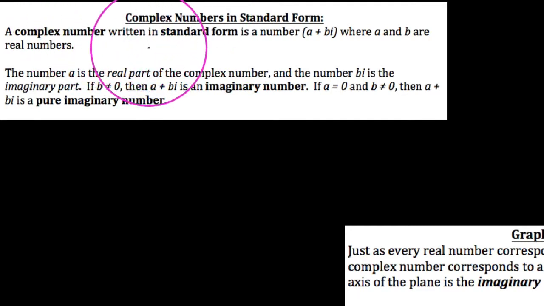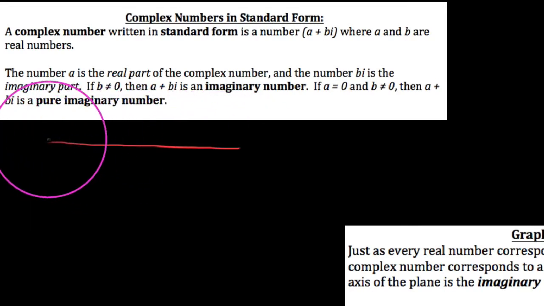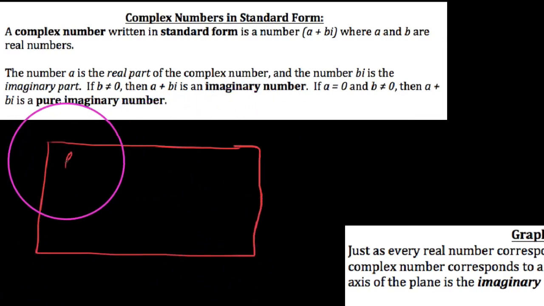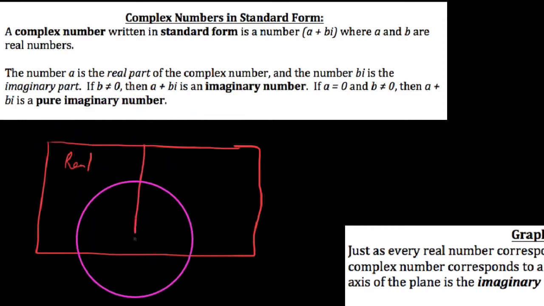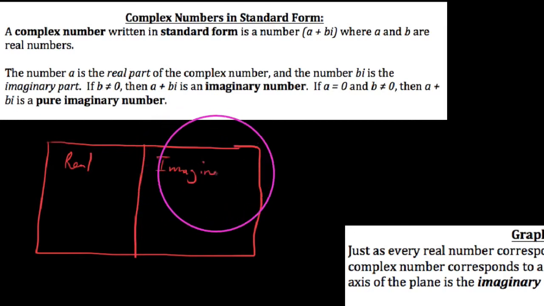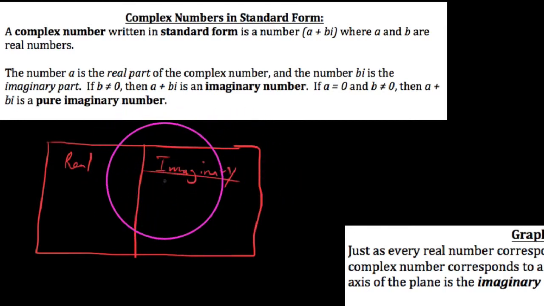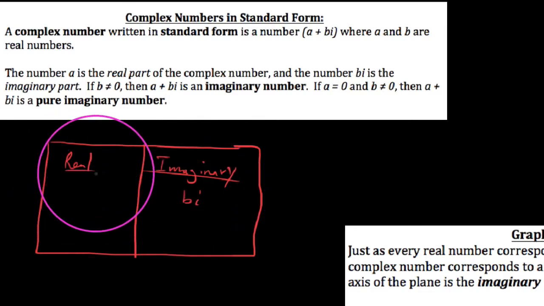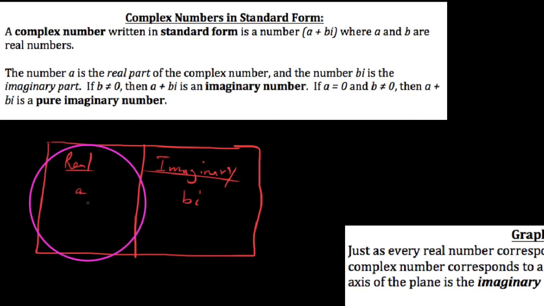A complex number written in standard form is a number a plus bi, where a and b are the real number parts, and we have the imaginary unit i in here. If you were to draw a sketch, and this is a good sketch to consider, if this were the set of all complex numbers, we'd have the real numbers right here, and we'd have imaginaries over here, the set of all imaginary numbers with the imaginary unit i. So imaginary numbers have units i on them, like the bi, some number times i. And then the real numbers are purely real numbers, like a number a.